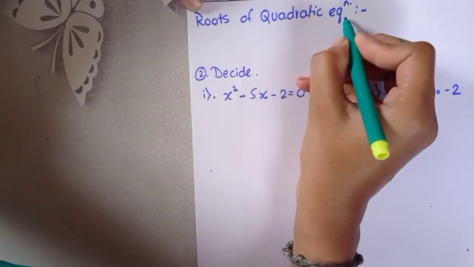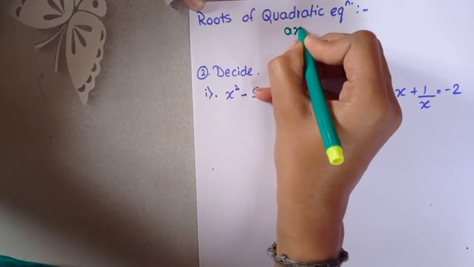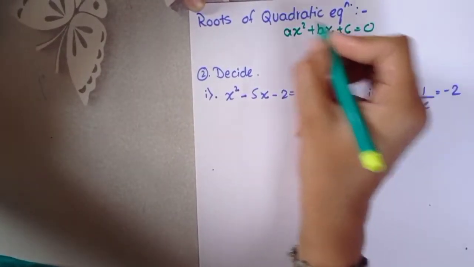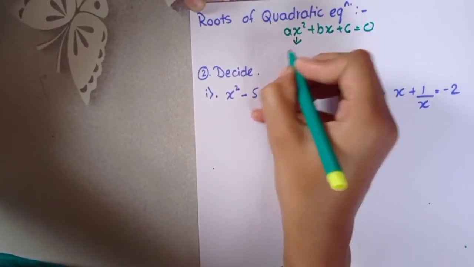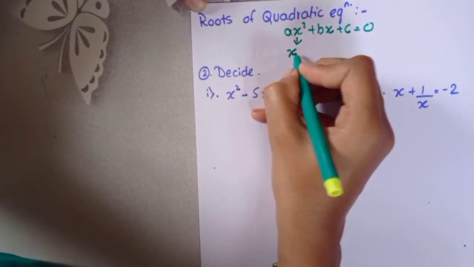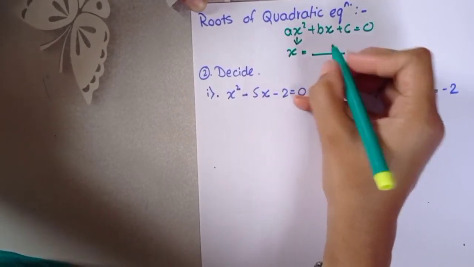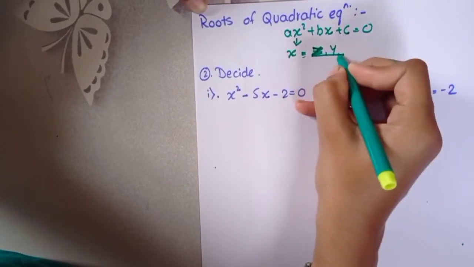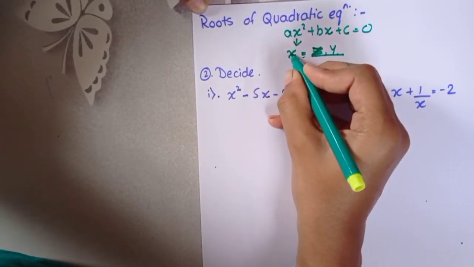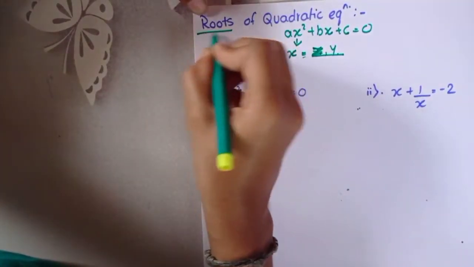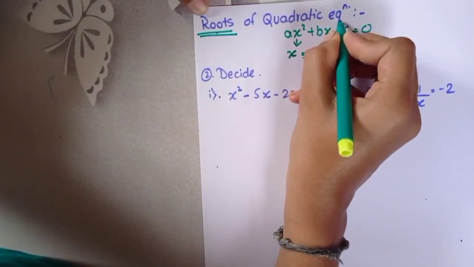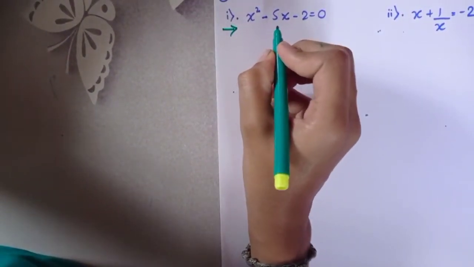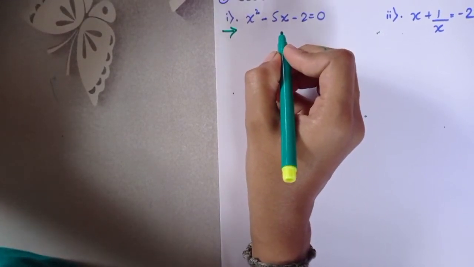Roots of a quadratic equation: for example, ax square plus bx plus c is equal to 0 is the general form of the quadratic equation. The constant values of the variable x, it may be z, y, are said to be the roots of the quadratic equation. Now, here are some examples I have taken from practice set 2.1.